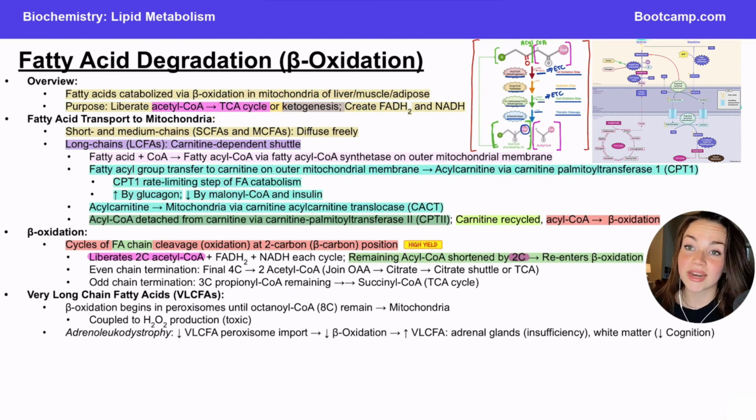And that was actually how we got energy out of this process. We also got energy out via the liberation of FADH2 and NADH each cycle, and those things, remember, could go on to join the electron transport chain.